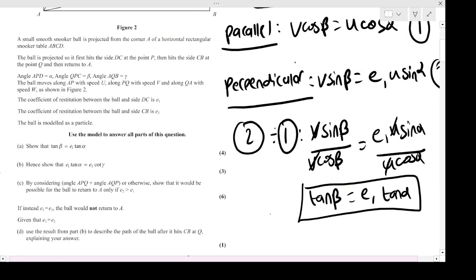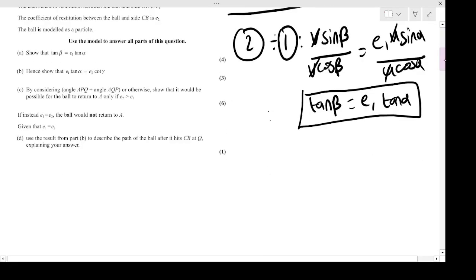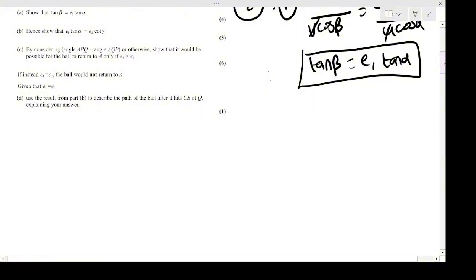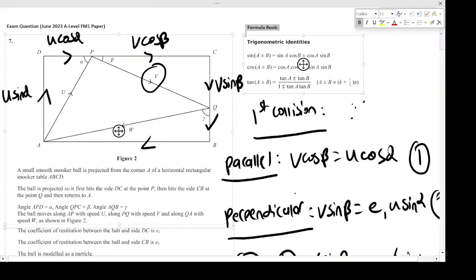Then for part B, it says show that now E1 tan alpha is E2 cot gamma. So gamma is over here. So this is now the second collision. So now I'm going to need to consider the second collision, right? So if I look at the second collision now, which is happening at the point Q here, I've already got my components for V, and then afterwards the speed is W. So W is going to go down here, then across here.